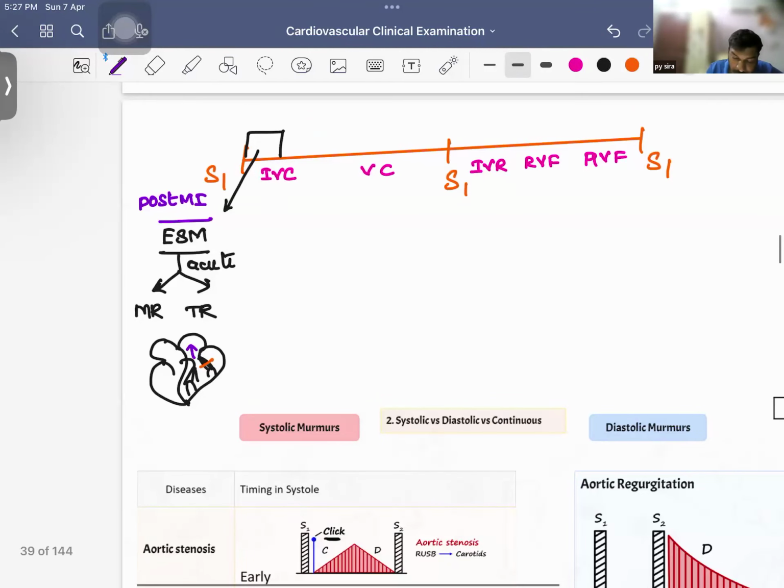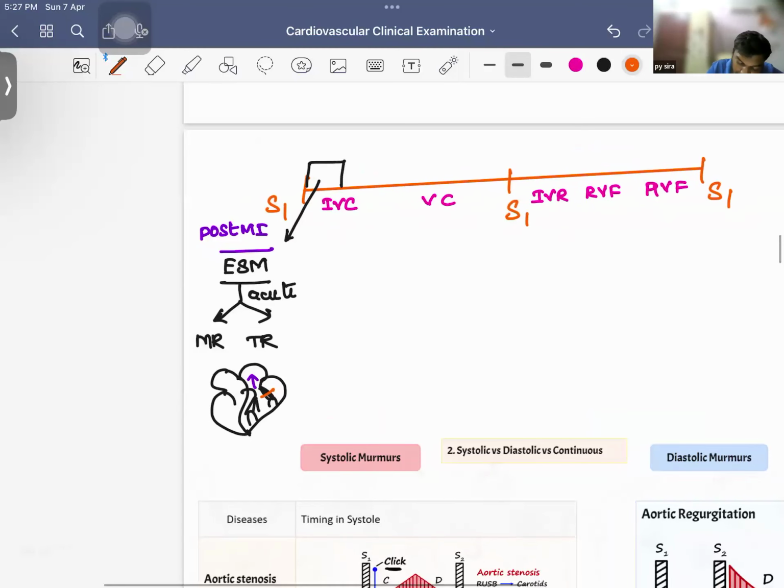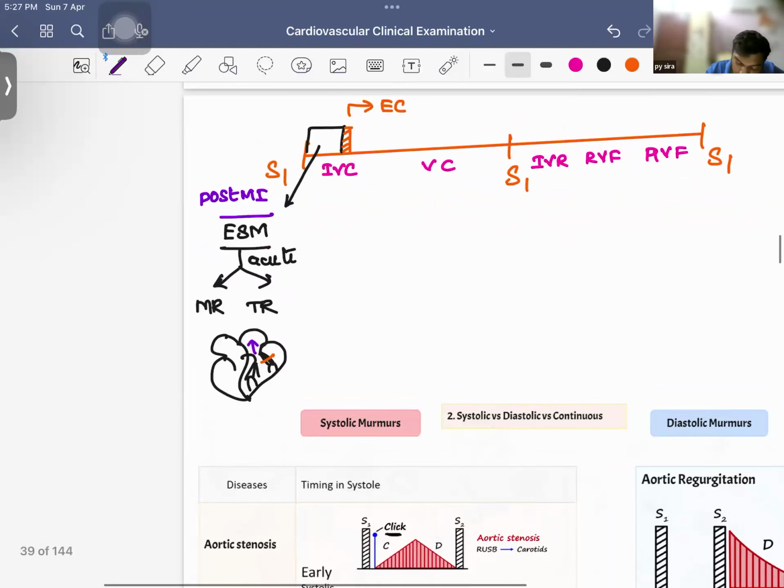Then we know that after isovolumetric contraction there is going to be opening of the aortic valve and the pulmonary valve. Whenever it opens, it makes a sound, and this sound, in a pathological condition, is called an ejection click. In ejection click, the patient will have an ejection click, followed by the pressure in the ventricle being more.